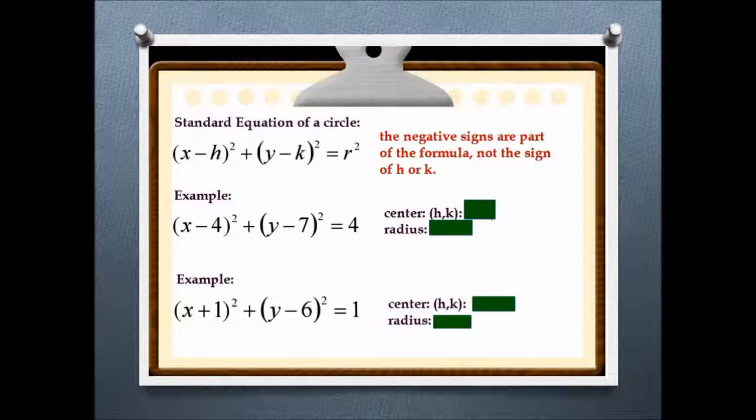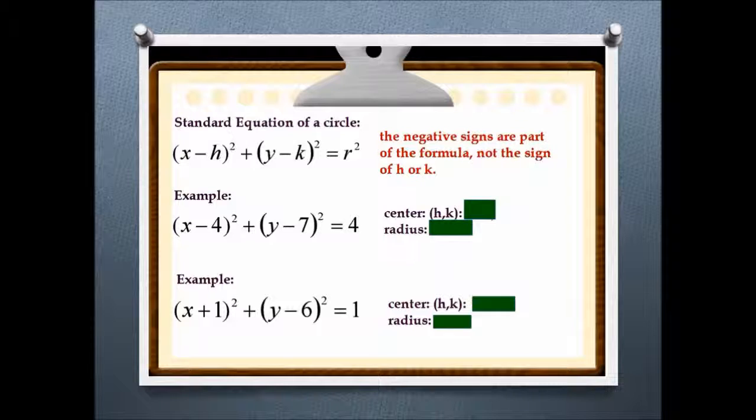The standard equation of a circle is given as (x − h)² + (y − k)² = r², where the negative signs are part of the formula and not the sign of h and k. Now, applying what we have observed in the previous slide, your center corresponds to the numbers that are being subtracted or added inside the parentheses.